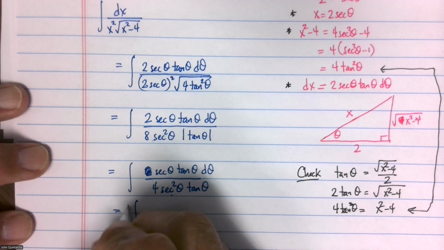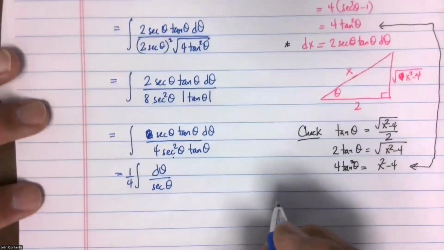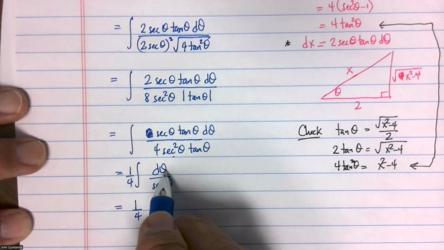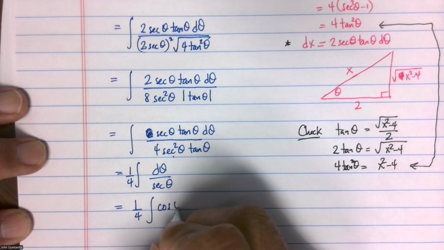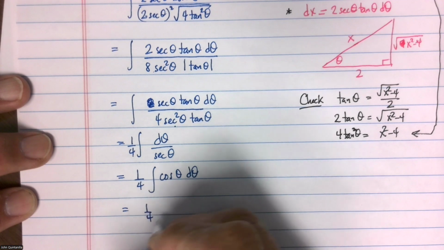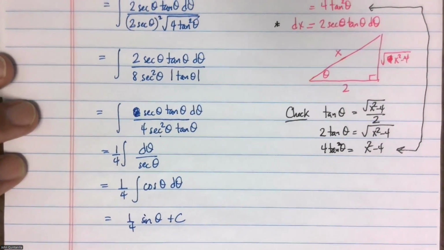So I have 1/4 times d theta over secant of theta, which looks intimidating, except for the fact that the reciprocal of secant is cosine. So cosine of theta, d theta. So 1/4 times the sine of theta plus c.